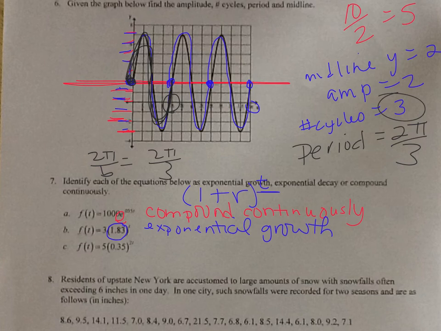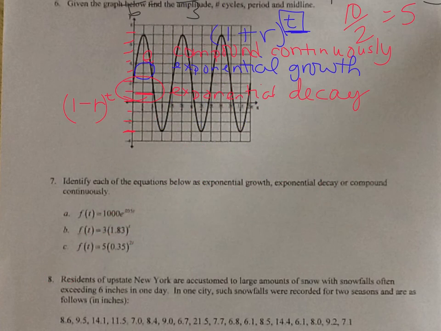And remember, you have to have this exponent up here, and that exponent has to be positive. And notice here, I have a number in here that's less than 1. That's 1 minus your rate raised to the t power. So this is exponential decay because it's going down. Okay, so let's take a look at 8.